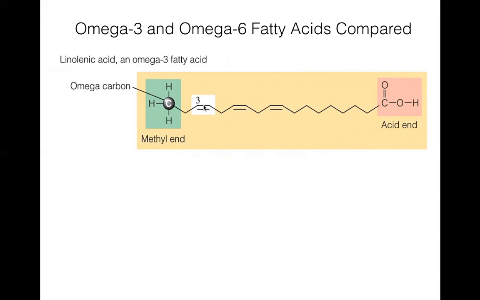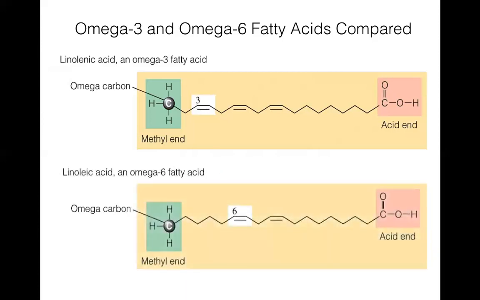At what position? We start counting here. 1, 2, 3, 4, 5, 6, 7, 8, 9, 10, 11, 12, 13, 14, 15. So 9, delta 9, 12, 15. If we use the omega numbering system, this is much simpler. We simply refer to linolenic acid as omega 3. 1, 2, 3.